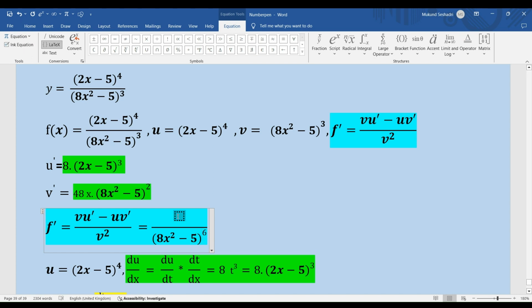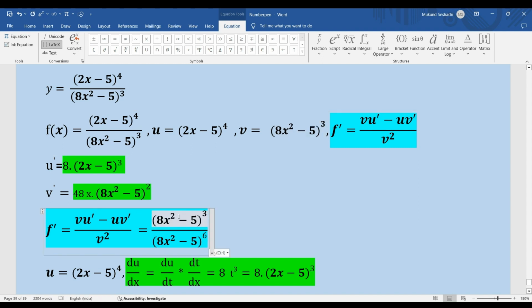And what is my v? My v is nothing but 8x square minus 5 the whole cube, right? So I write my v as it is, and then I have my u dashed, right? What is my u dashed? My u dashed is 8 times 2x minus 5 the whole cube, right? So I pull that out. I write it as it is here in the numerator. So that is my vu dashed, folks. And then I want you to observe these steps very closely.